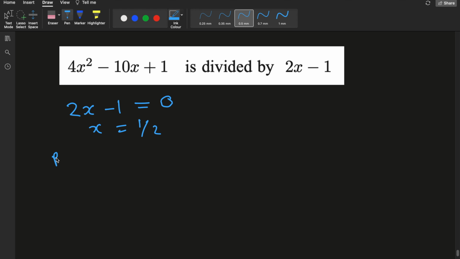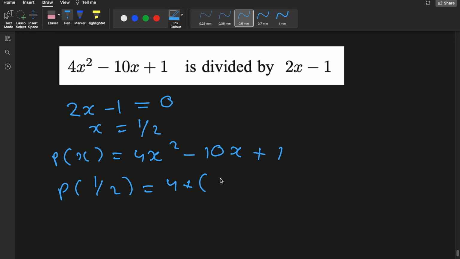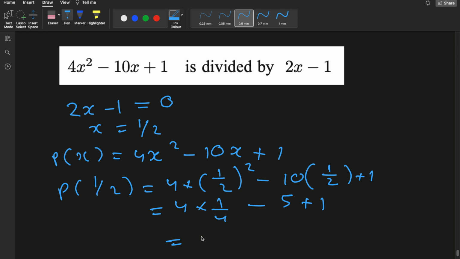So we have to write P of x equals 4x squared minus 10x plus 1. We write P of 1 by 2 equals 4 into 1 divided by 2 whole squared minus 10 into 1 divided by 2 plus 1. We get 4 into 1 by 4 minus 5 plus 1. This is 1 minus 5 plus 1. So it's 2 minus 5, which is minus 3. So the remainder is minus 3.